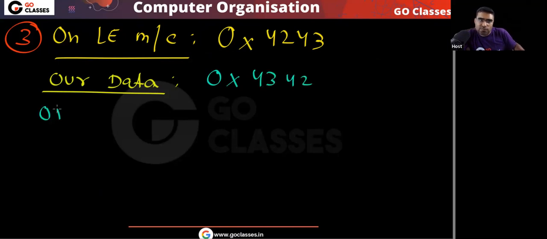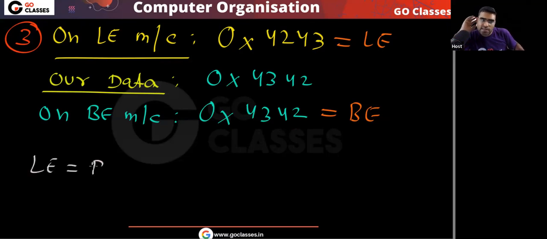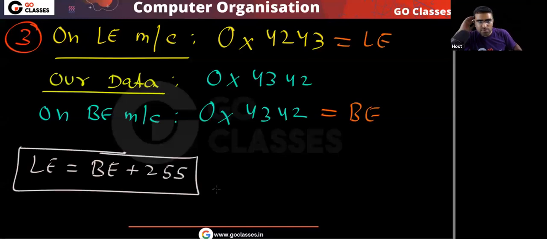On the big Endian machine, what will your data look like? Your data will look like 4342. Let's call it LE. Let's call it BE. Now convert them into decimal and tell me, is the equation LE equal to BE plus 255 satisfied? I think it will not be satisfied, right?